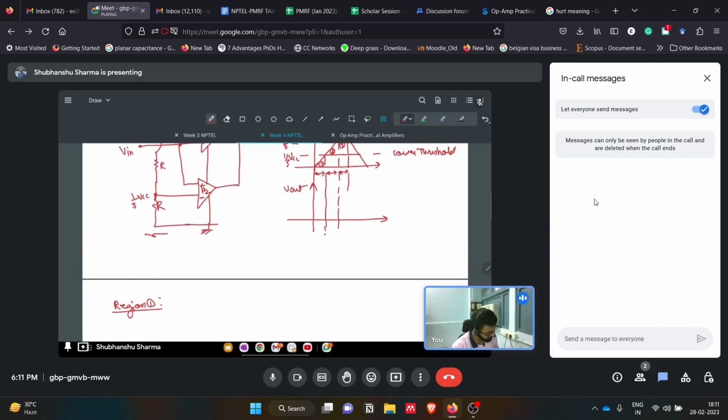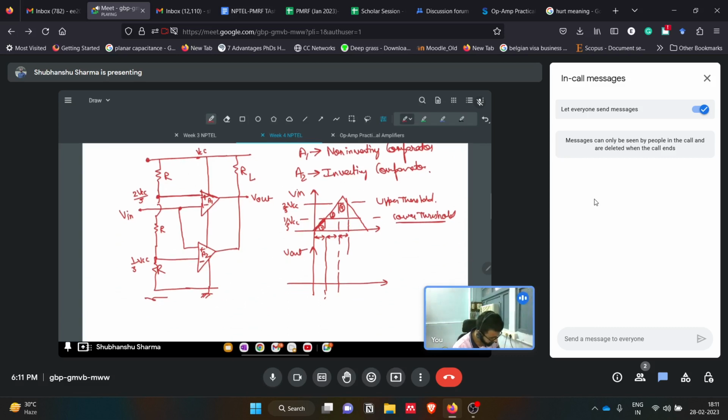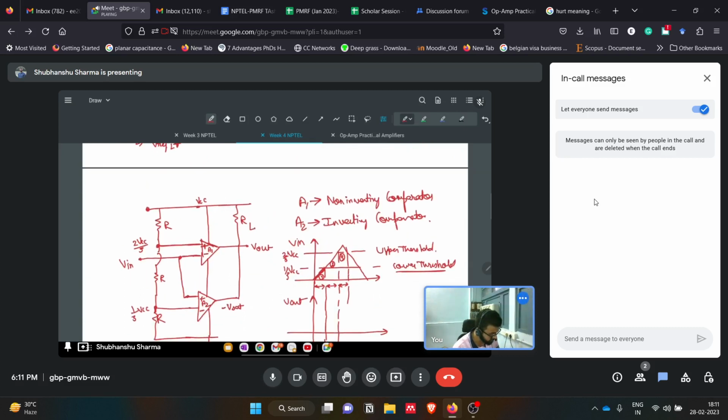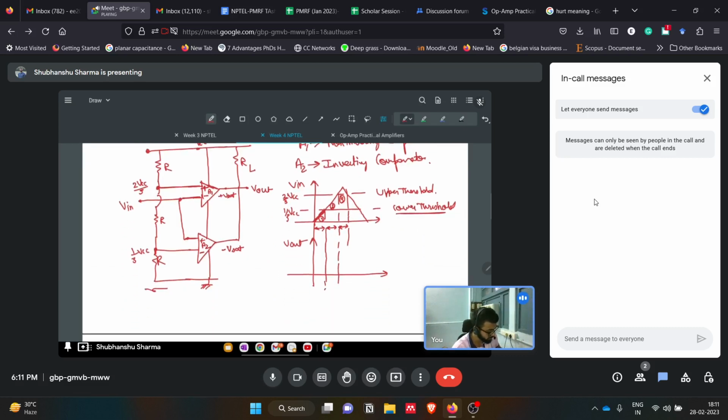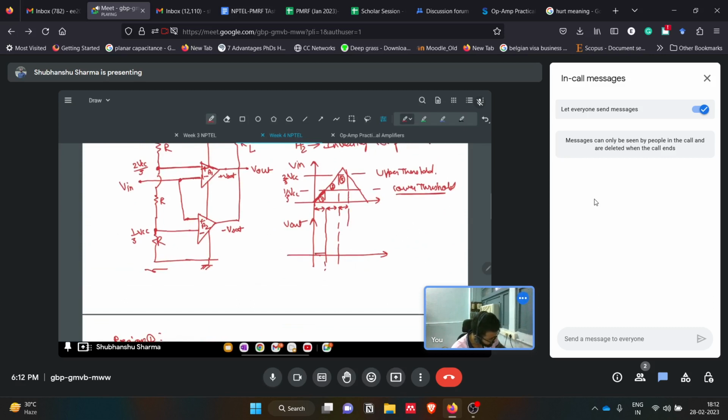In region one, we know that V input is less than the lower threshold voltage. If we talk about the A2 amplifier, V in is less than 1 by 3 of VCC, so we will have a negative V saturation. But in A1, V in is less than 2 VCC by 3, so we will have plus V sat. So A1 is at plus V sat, A2 is at minus V sat, and ultimately V out is 0. We don't get any output there.